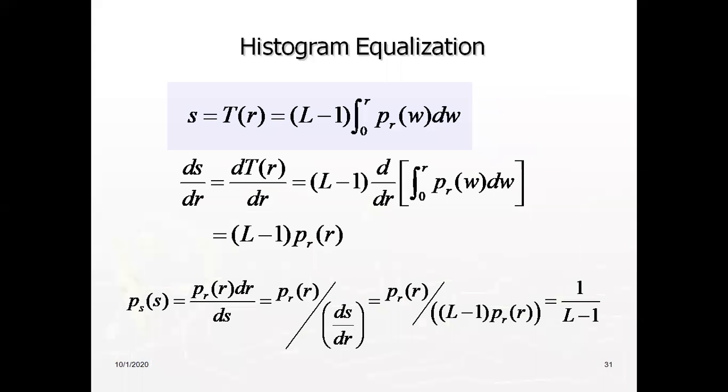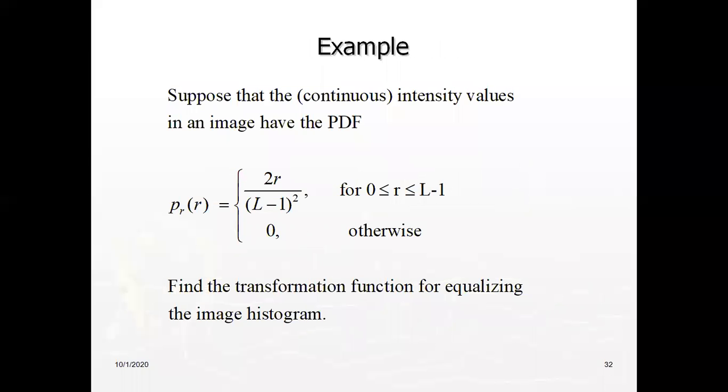Okay, this is the constant value which we have. Similarly, we can take another example. Suppose that the continuous intensity values in an image have the PDF p_r(r) = 2r/(L-1)^2 between 0 and L-1, and 0 otherwise. Find the transformation function for equalizing the image.